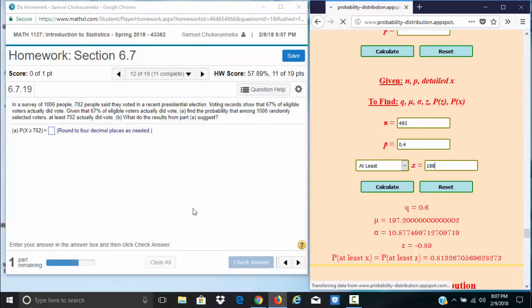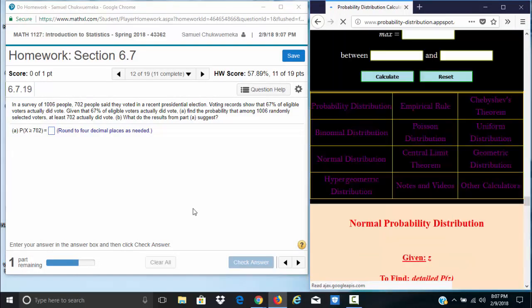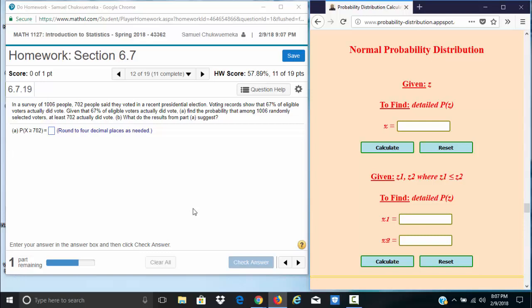Question 12. In a survey of 1,006 people, 702 people said they voted in a recent presidential election. Voting records show that 67% of eligible voters actually did vote. Given that 67% of eligible voters actually did vote, find the probability that among 1,006 randomly selected voters, at least 702 people actually did vote. What do the results from Part A suggest?